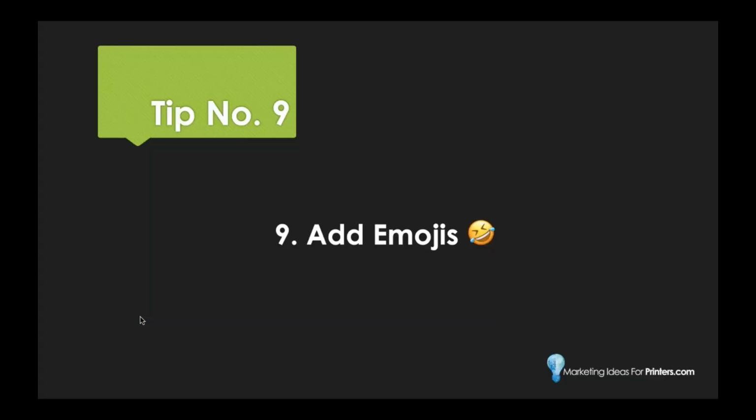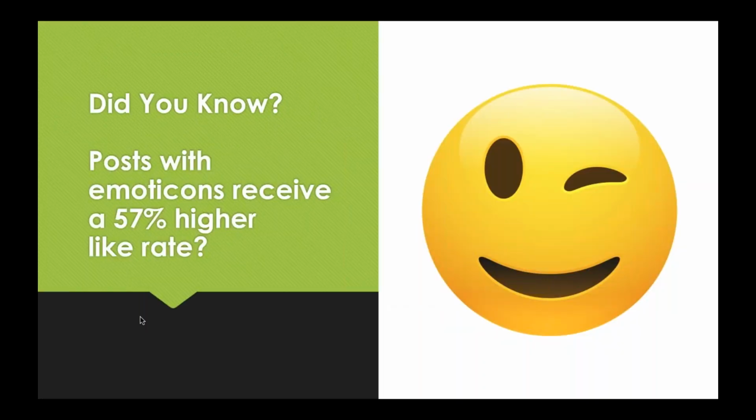Okay, number 9 is add emojis. If you're using your own content, it's gotten pretty easy to add emojis right from your keyboard. But it's important to know that posts with emoticons receive a 57% higher like rate. That means that we should be putting in emojis and emoticons when we can to help boost that like rate. If you're not familiar with how to do this, like I said, a lot of platforms will just allow you to put in your emojis right from your keyboard.